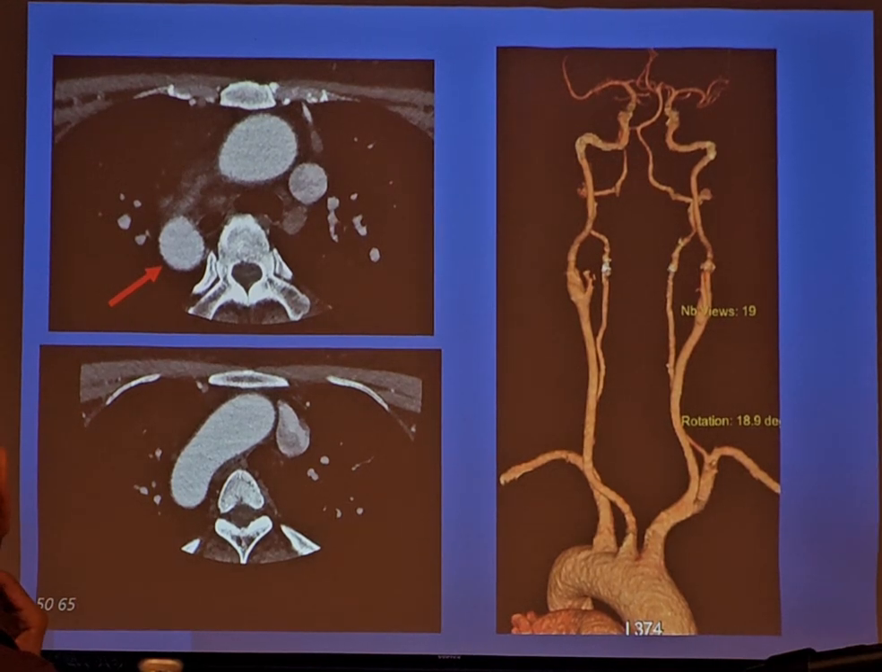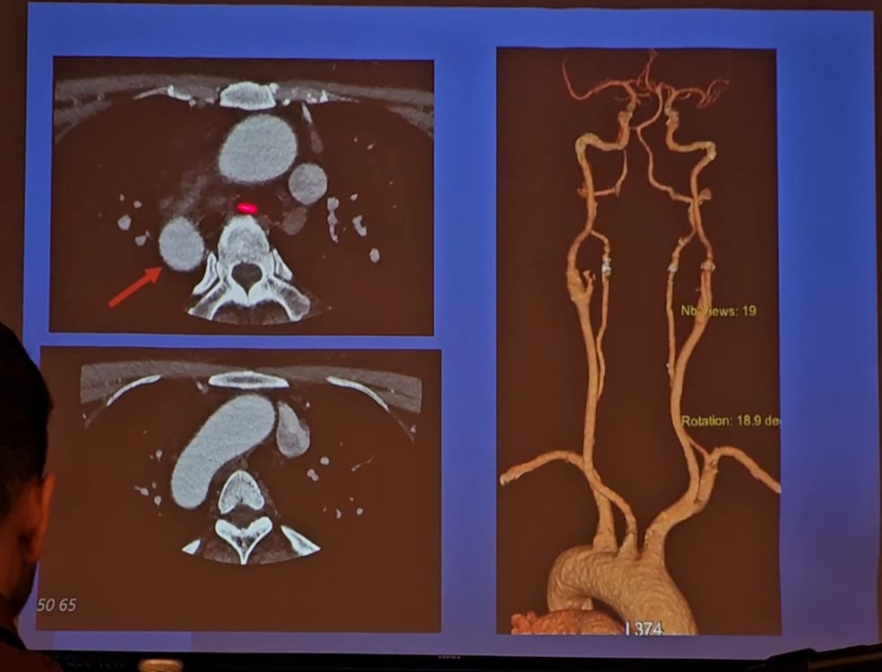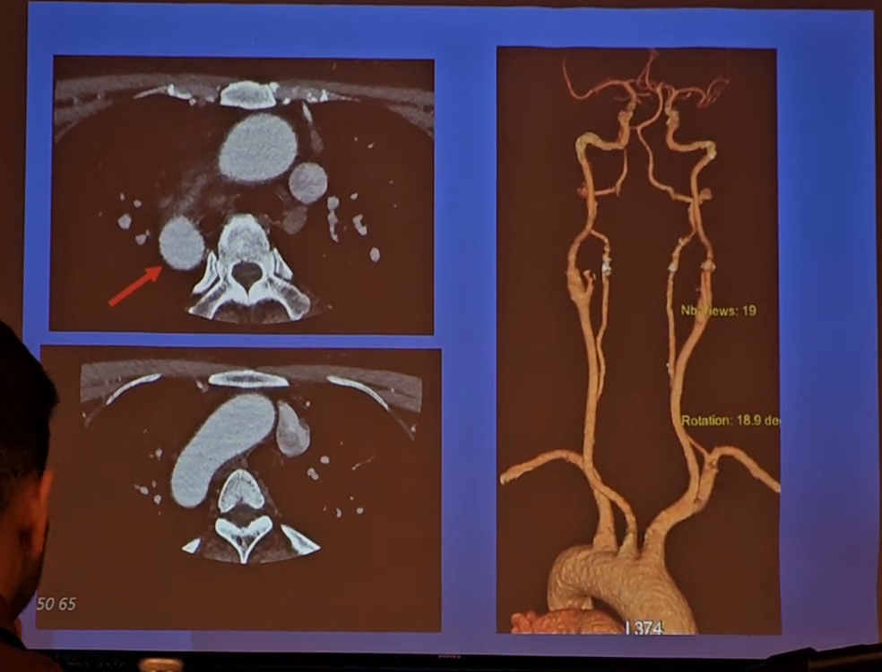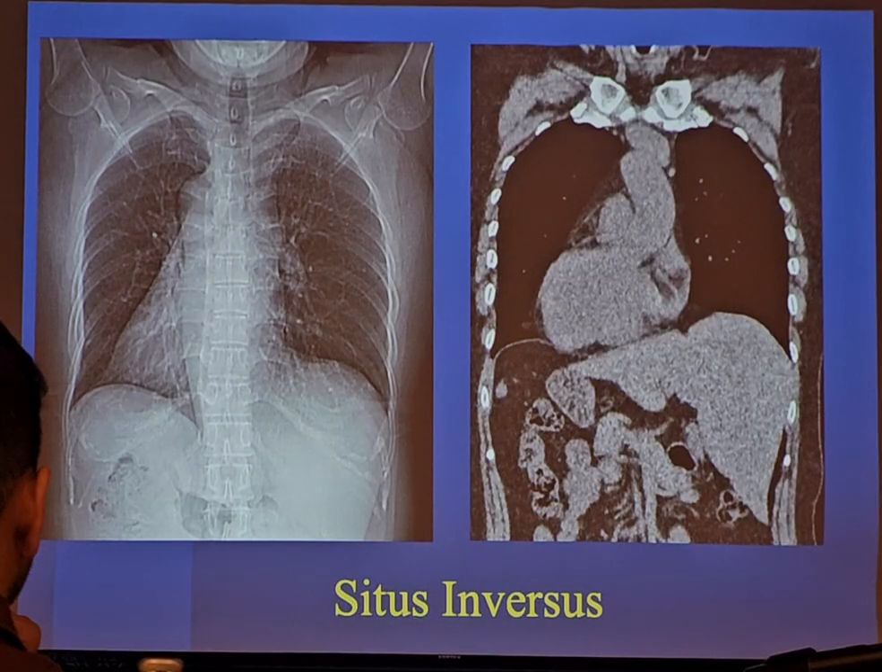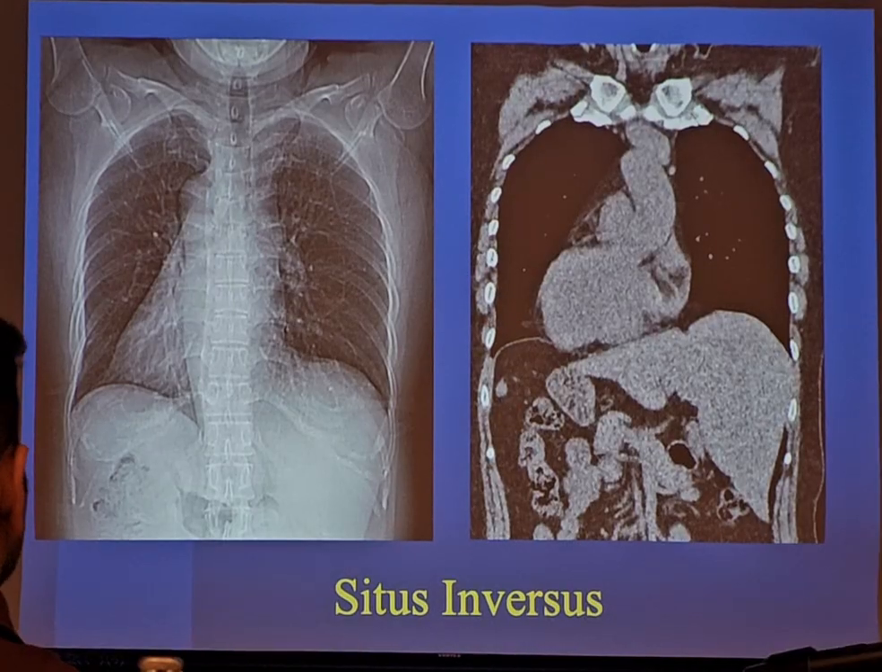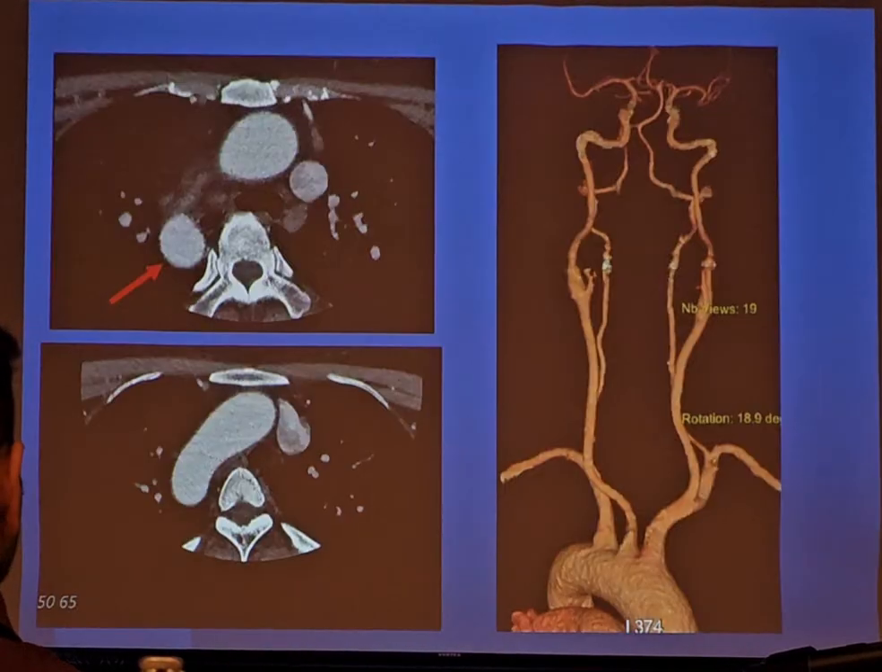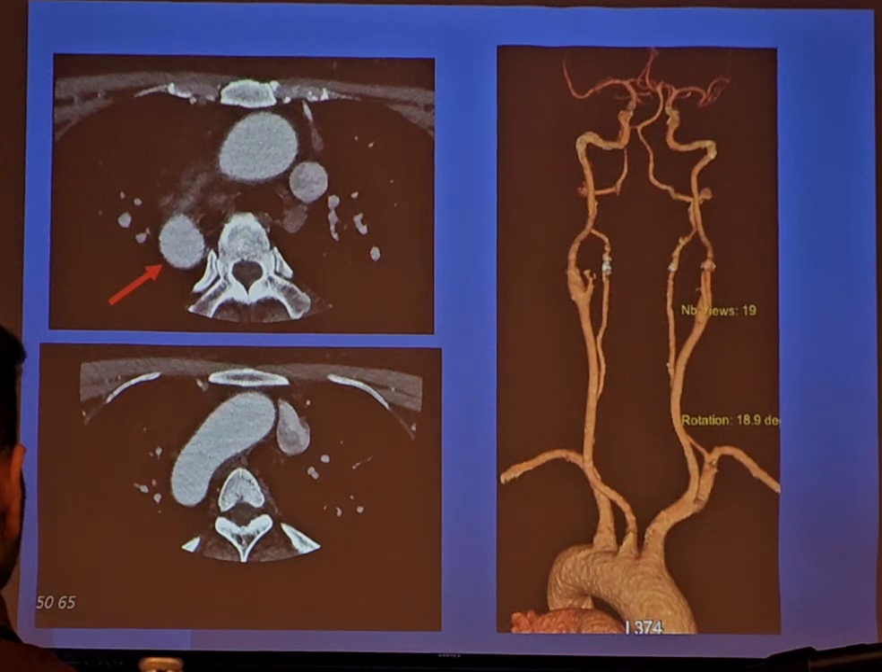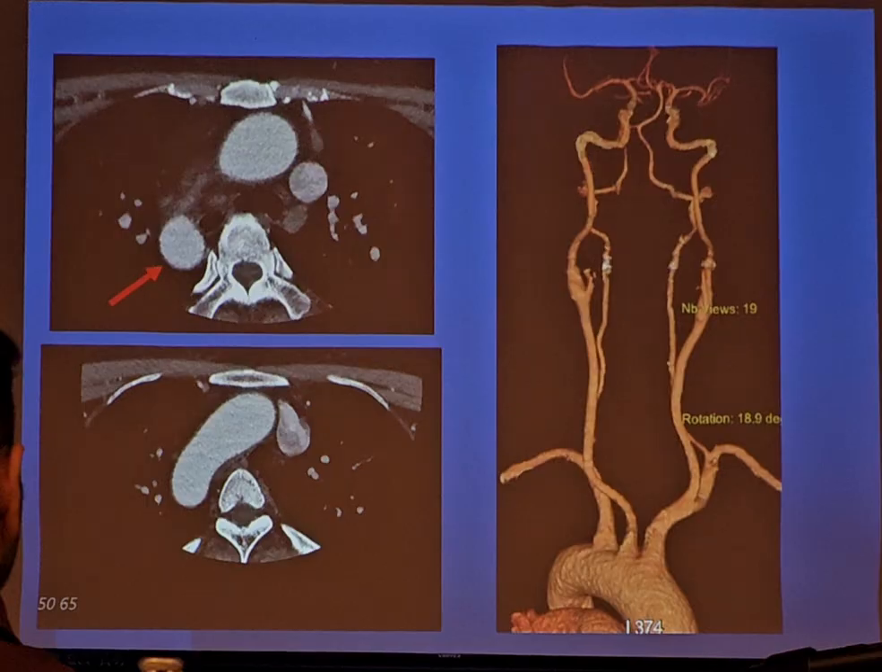How about this one? We have ascending aorta, then the same thing, descending aorta is on the right side. This must be ascending aorta. This is descending aorta. Situs inversus. The upper side is completely different from this right aortic arch. So there is no aberrant left subclavian artery origin.